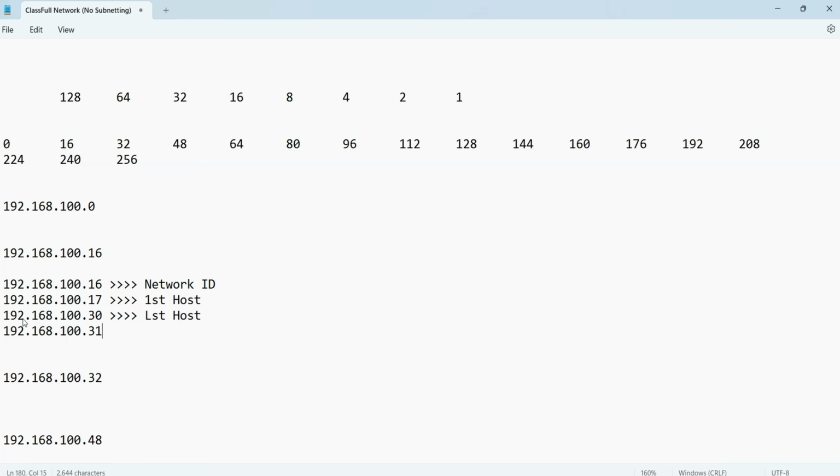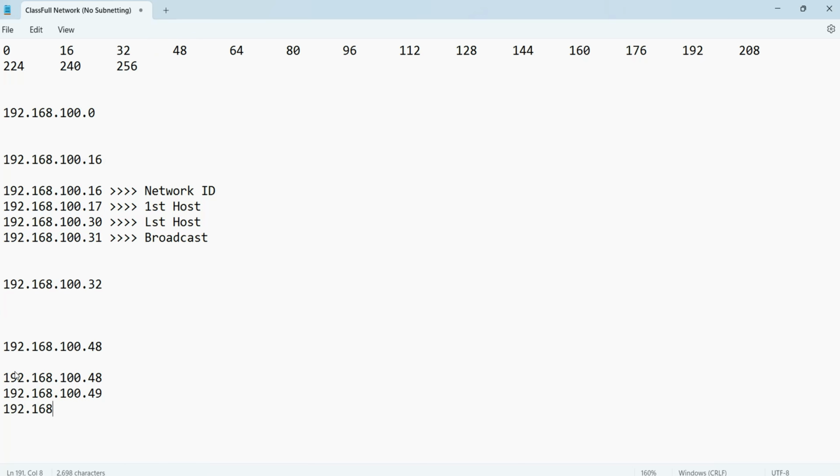So that's only for the 16 network. Let's say the 48 network. Let's fill in these. My network ID, which means I cannot put this as an IP address, as long as I'm putting 240 as a subnet mask. My first host is 100.49. My last host is what? Well, the next network is 64. Yes, 62 is the last host, and then 63 is a broadcast.